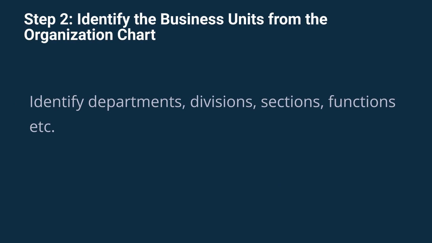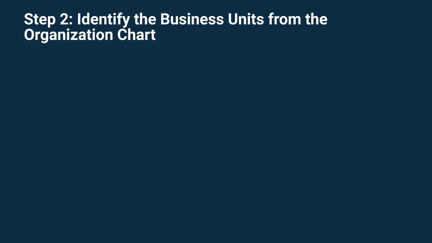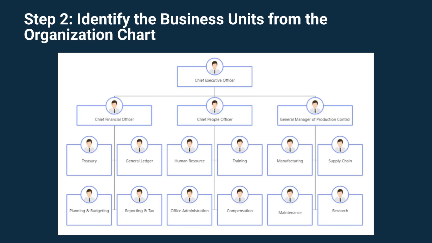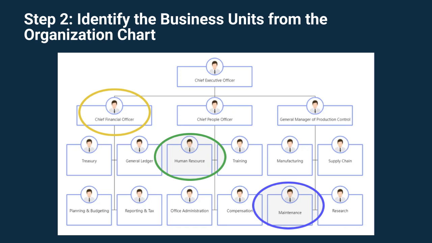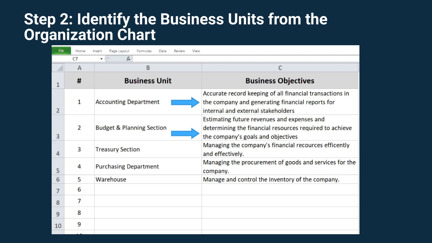Next step is to identify all the business units and functions within the organization. Here is an example of how you can identify the business units and functions. Start by obtaining and reviewing the organizational chart. From the organization chart, identify and list down all departments, divisions, functions, and sections in the spreadsheet. You must ensure to capture all business units and functions, making sure nothing is left out. Document the objectives of each business unit and function as you build the list.